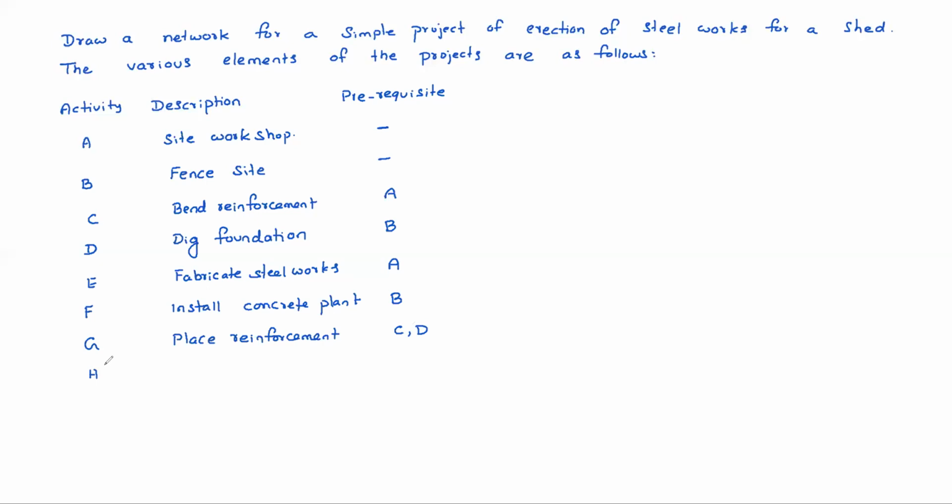H is concrete foundation, laying of concrete. Installation of the concrete plant as well as placing of reinforcement are both required, so obviously F and G. Without the concrete plant, you cannot put concrete. Without placing reinforcement also, you cannot put concrete. That's why to lay the concrete, F and G must be completed. That is the relationship between these activities.